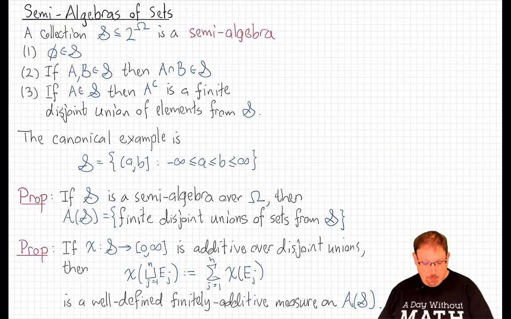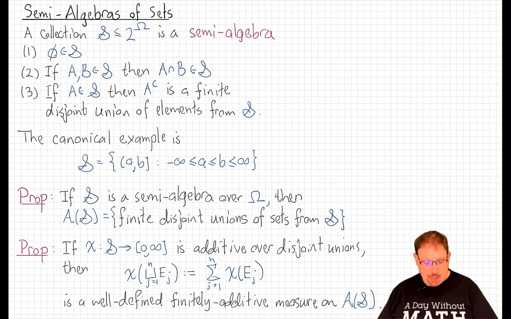Last time, we were able to construct a large family of finitely additive measures with the aid of semi-algebras. Let's review for a moment. A semi-algebra is a collection of subsets of the sample space, which contains the empty set, is closed under finite intersection, and is almost closed under complement.